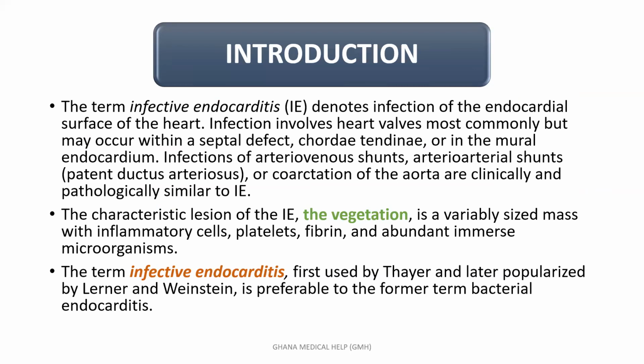The main lesion of infective endocarditis is the vegetation, which is a variably sized mass of inflammatory cells, platelets, fibrin, and abundant embedded microorganisms.